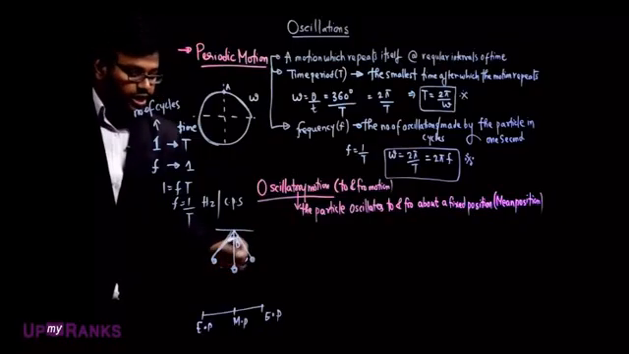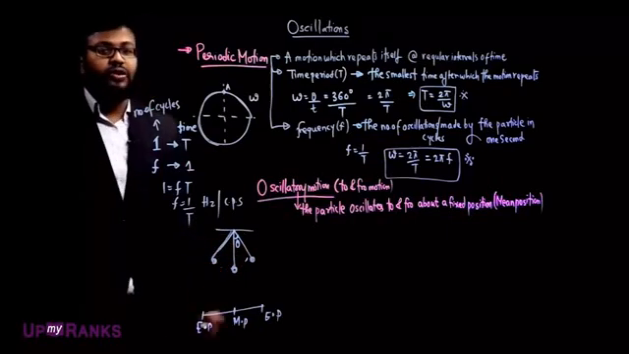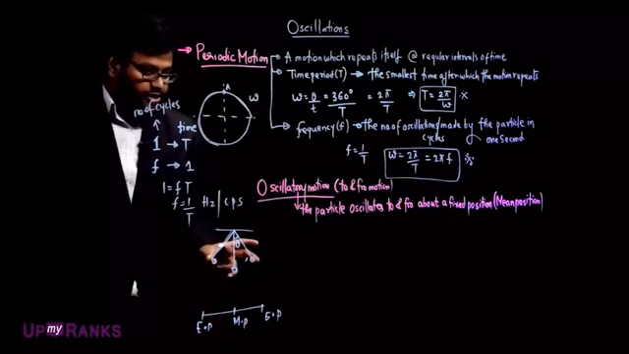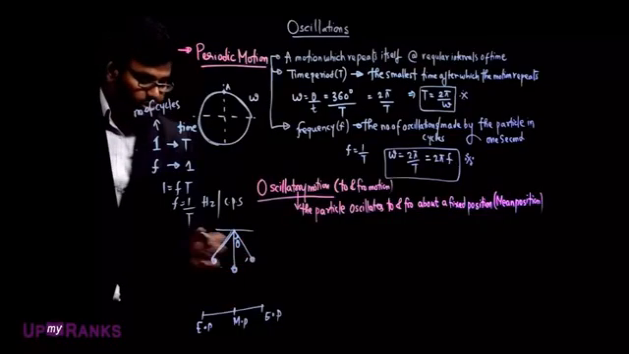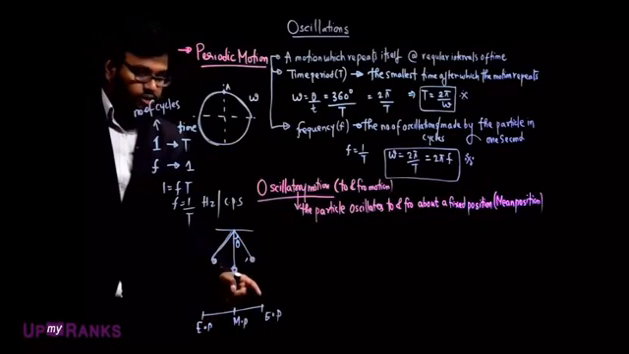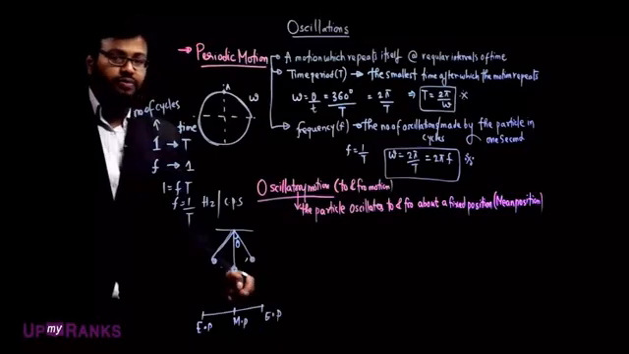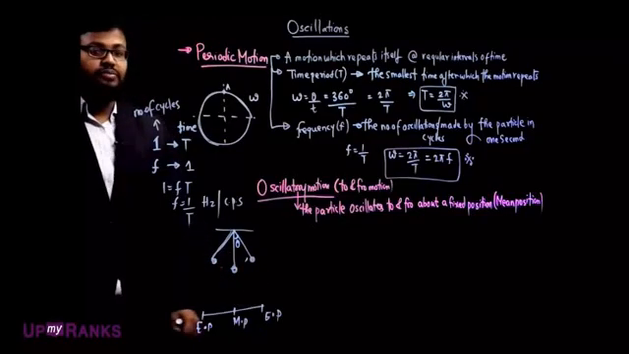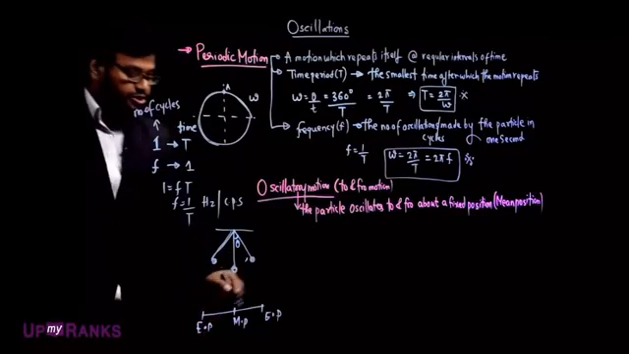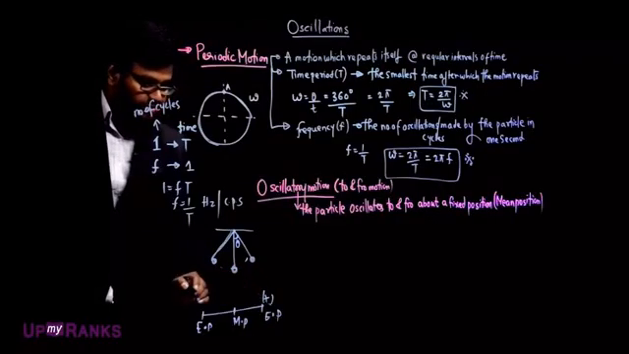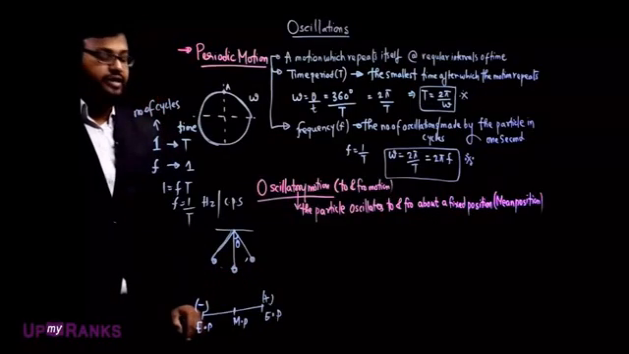Beyond this it cannot go. It is oscillating in this fashion about a fixed point. That fixed point will be called the mean position, and the two ends up to which the particle can travel are called the extreme positions. One is along the positive side, towards the right of the mean position, and one towards the left of the mean position. So there will be two extreme positions. One can be taken as positive and one as the left end, that is a negative extreme.